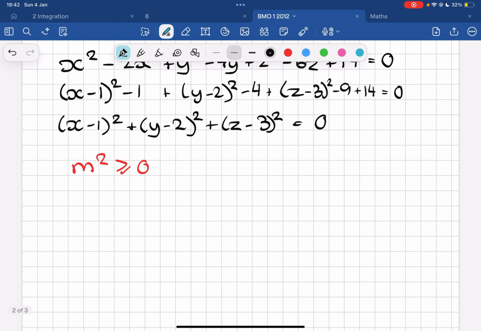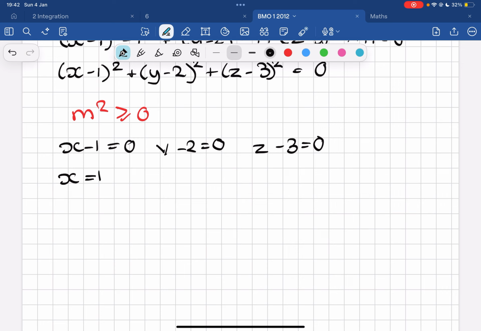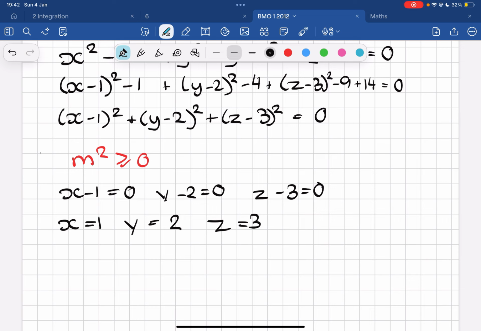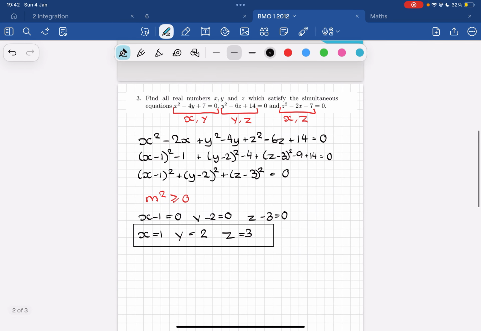So x minus 1 must equal 0, y minus 2 must also equal 0, and obviously z minus 3 must also equal 0. So we have x equals 1, y equals 2, and z equals 3. Now we've considered all cases because we looked at when anything squared is greater than 0 or equal to 0. So we can say that this is our only triple of solutions which satisfy the three equations we were given.